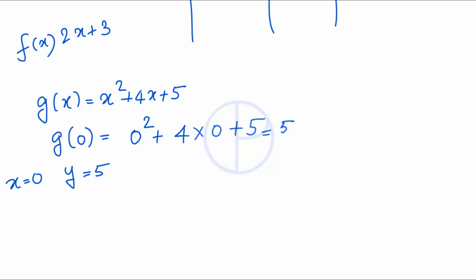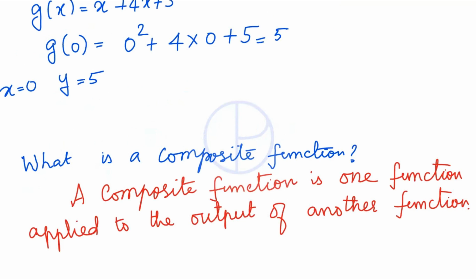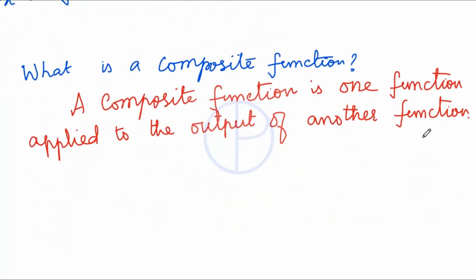First, let's have a look at how to multiply two functions, that is, how to find a composite function. So first, what is a composite function? A composite function is one function applied to the output of another function. It can be written as f g of x. That means f applied to the output of g of x. So g of x happens first. Keep it in mind, f g of x is different from g f of x.